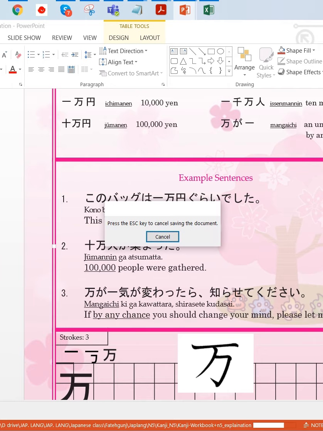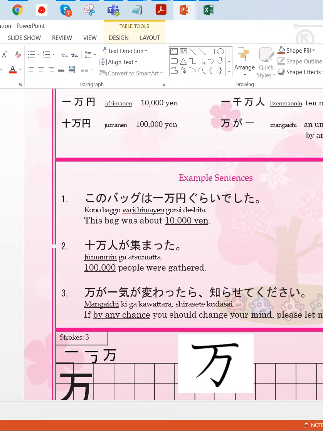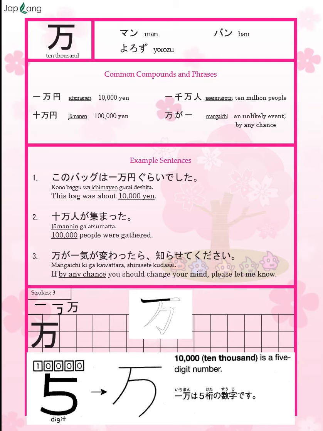Hopefully we could understand the initial 20 kanji and what each kanji is. So 120 kanji we have to learn during this N5. Again I repeat, I'll be coming with another 5 videos on this. All right, so 10,000 is a 5-digit number. You can relate with this.